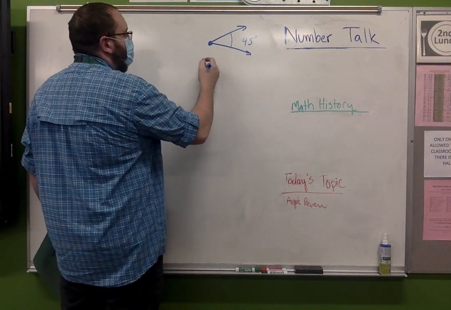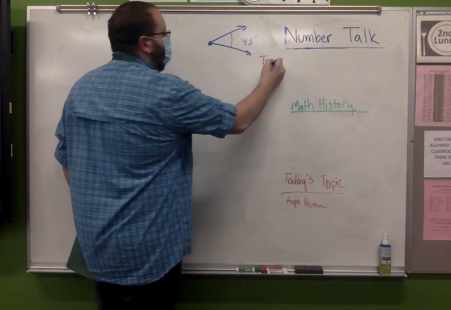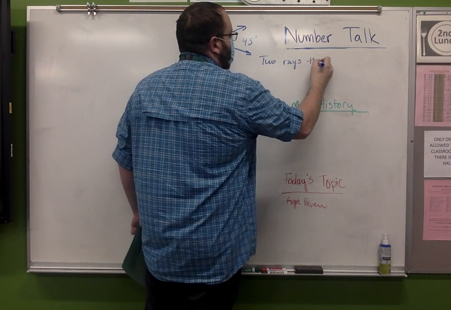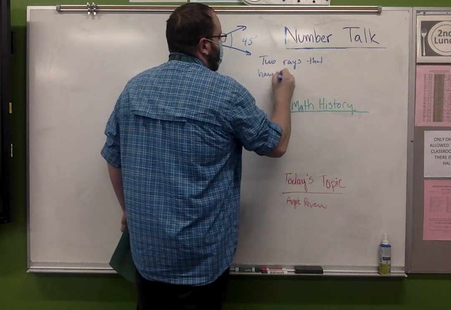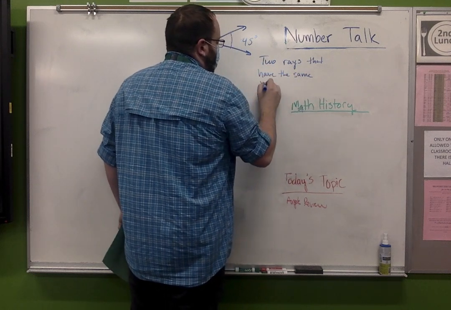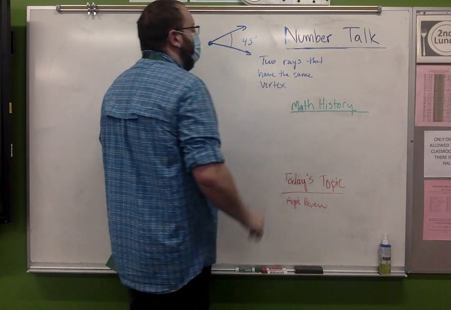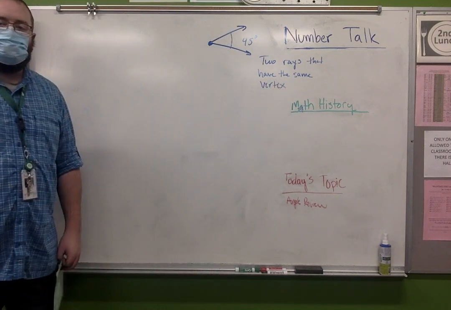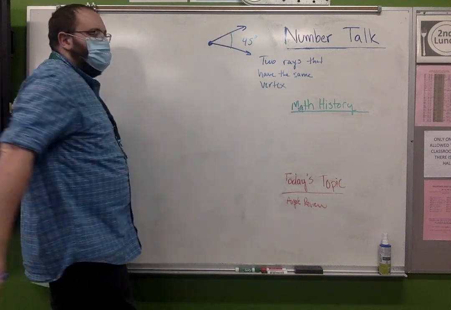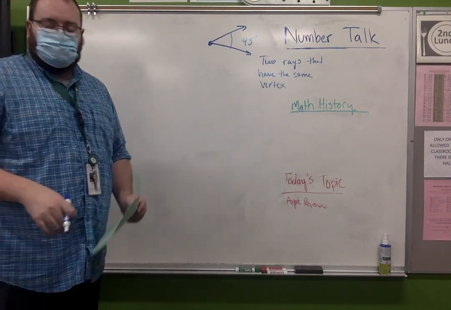So I'll write the definition over here. Two rays that have the same vertex. That's what an angle is. That's not how you construct an angle. You construct an angle by making a ray and then rotating it. But we're not worried about that right now. We'll do that in SM3.